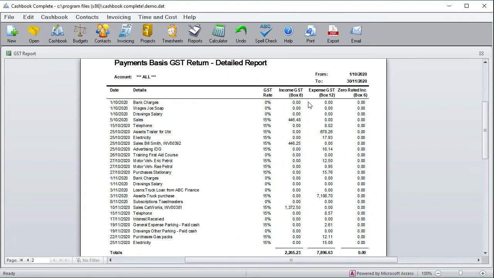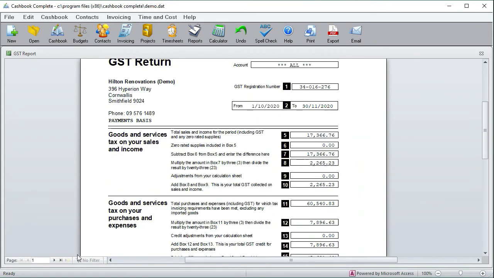Here we've got the detail report, and you'll see that it's only got the calculations for box 8, 12, and 6. What it actually does is fill in boxes 8, 12, and 6 and work out all the other boxes from those three boxes. It basically works backwards to work out what, for example, the total sales would be.